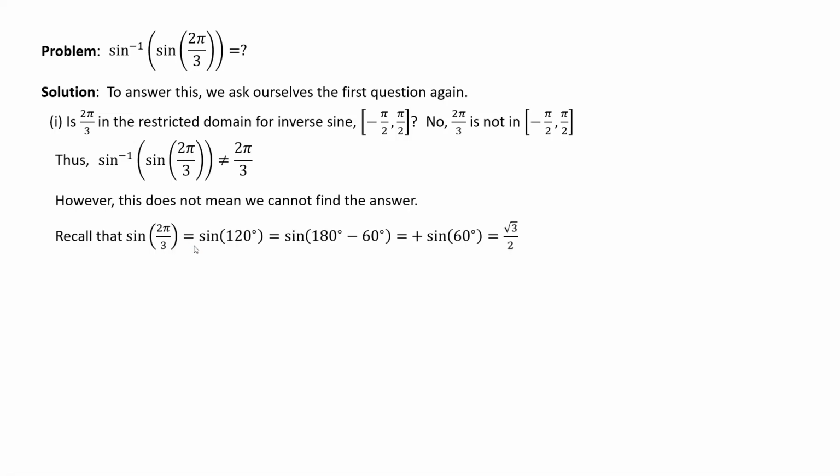However, this does not mean we cannot find the answer, because recall that sine of 2 pi thirds is sine of 120 degrees, and if we write in reference angle terms, sine of 180 minus 60, and 120 is in the second quadrant, so it must be positive sine 60. Sine 60 is square root of 3 over 2. So we could replace the sine of 2 pi thirds by square root of 3 over 2 and ask our question again. Sine inverse of square root of 3 over 2 is pi thirds, because sine of pi thirds, sine 60, is square root of 3 over 2, and this pi thirds is in the domain negative pi half to pi half.